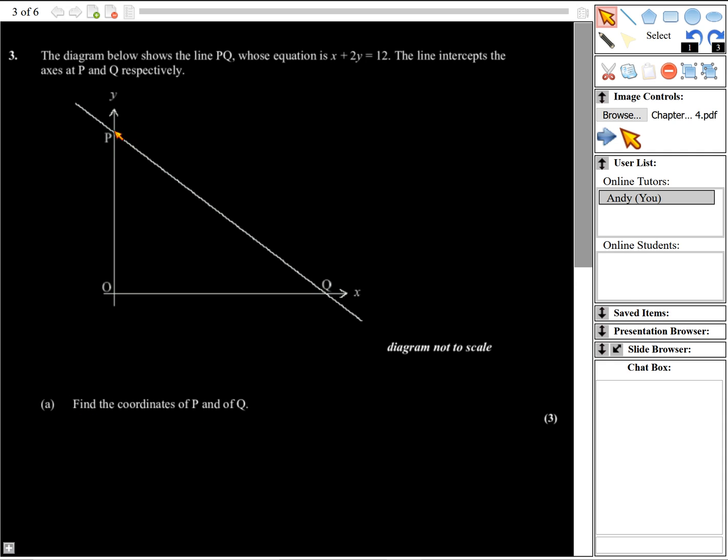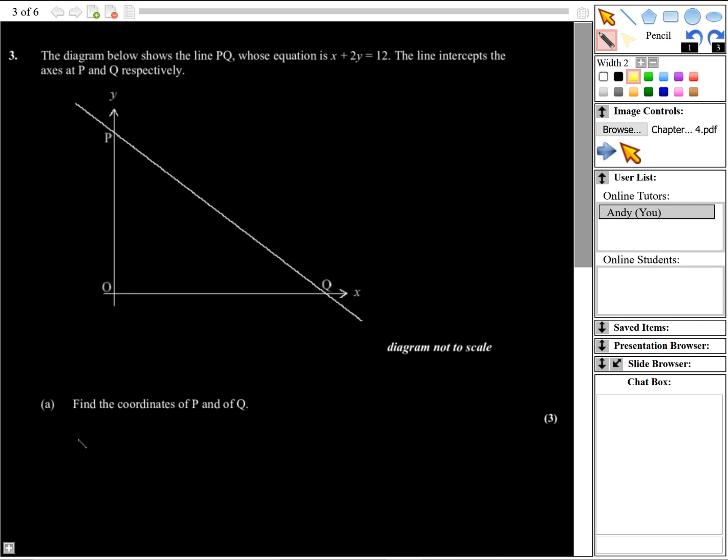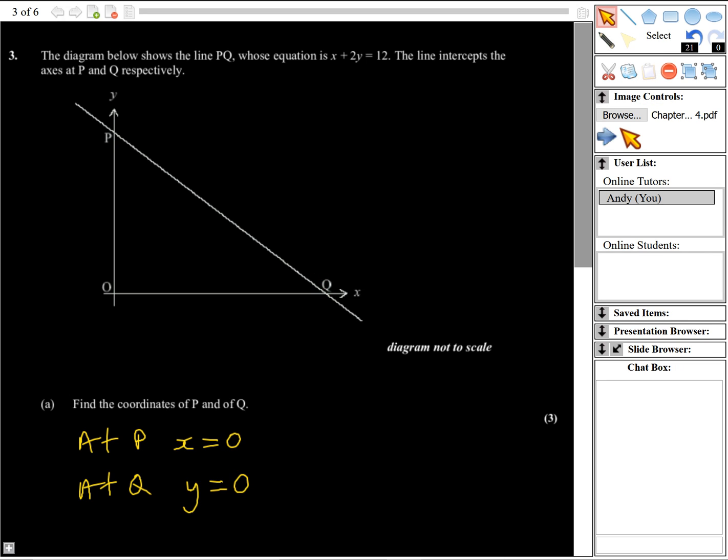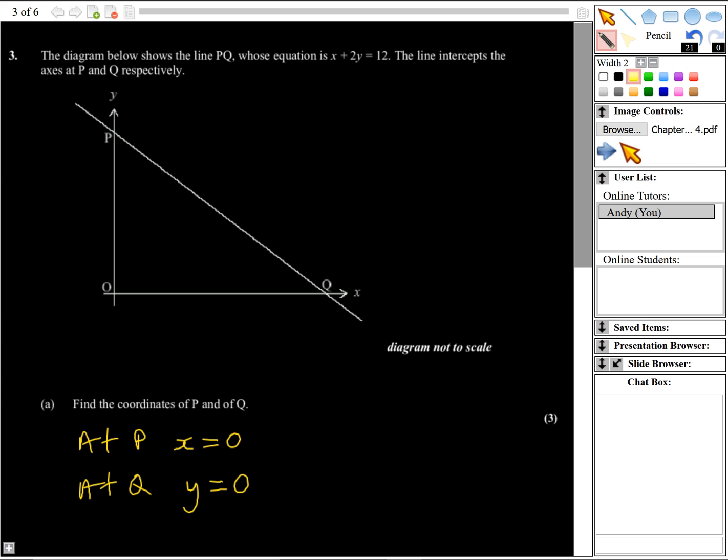So what we need to do here is realize that at P, x is equal to 0. Okay, and then at Q, y is equal to 0. So using those values, we could then work out what's going on. One possibility is you could type the equation into your calculator. You'd have to rearrange it first.